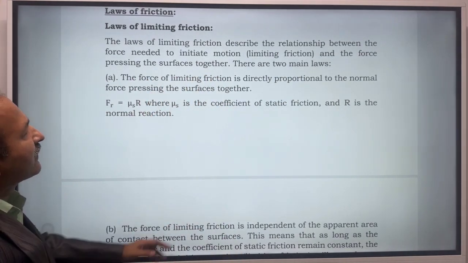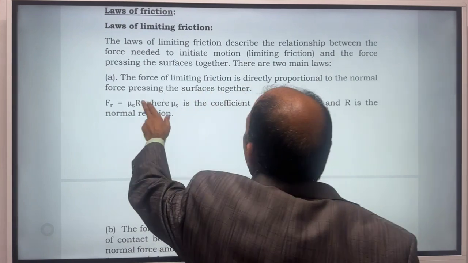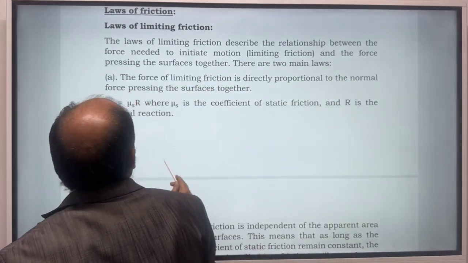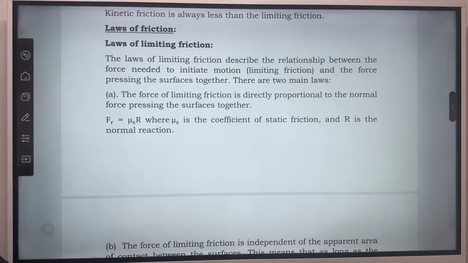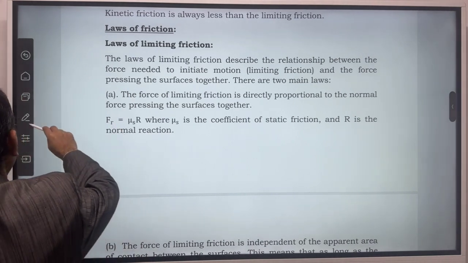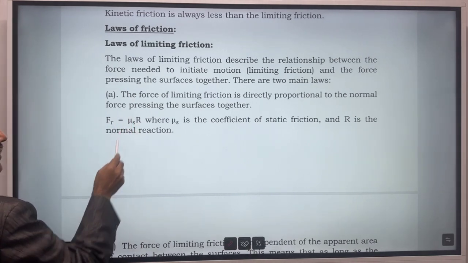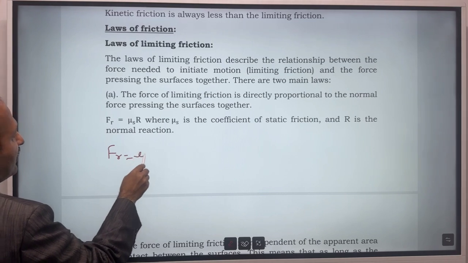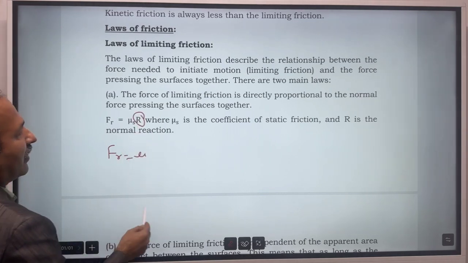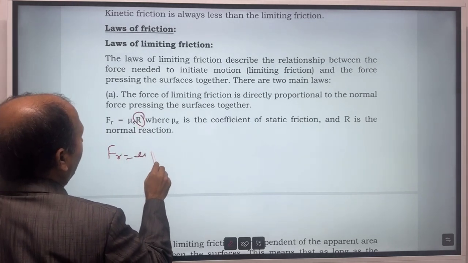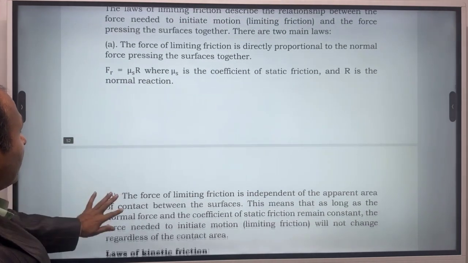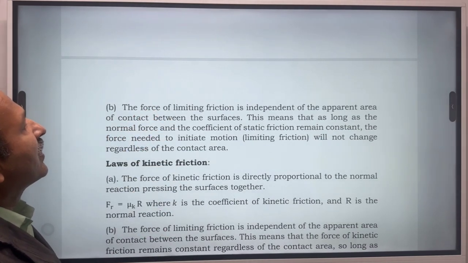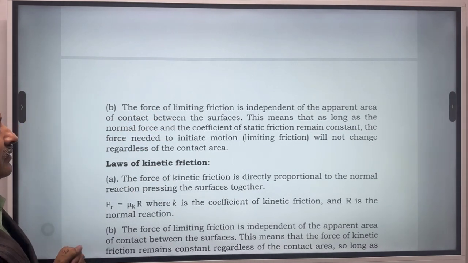Number one, the force of limiting friction is directly proportional to the normal force pressing the surfaces. First thing, friction is directly proportional to the normal force, meaning mg, and we can write frictional force equal to mu times normal reaction. Normal reaction R is the weight of the body, so we can write mu mg.